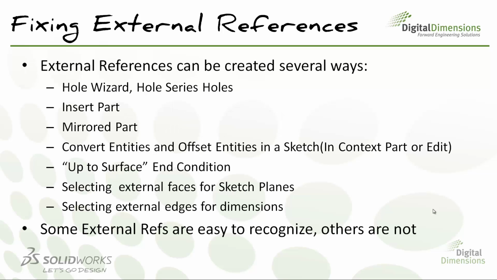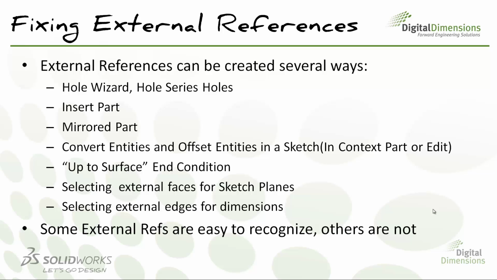So external references can be created in several ways. An external reference usually is a link to a file outside of the one you're working on. A lot of times it's a part that has links back to an assembly, or in the case of an inserted part, it's a link back to another part. Lots of different ways to create external references: using the hole wizard and hole series holes and other assembly features creates an external reference. Insert part we just mentioned. Mirroring parts also creates external references.